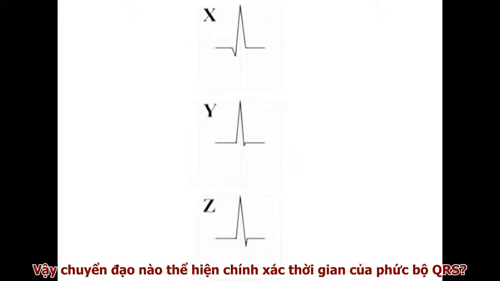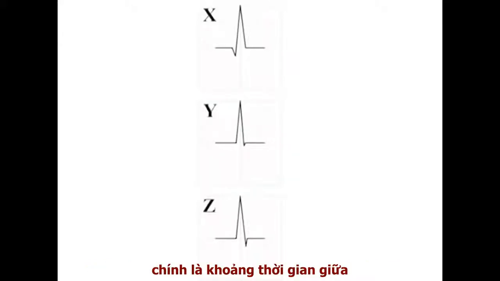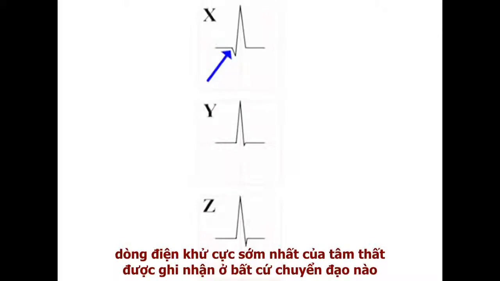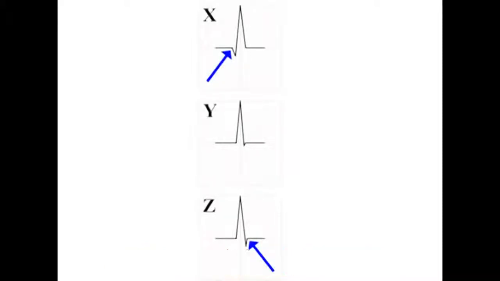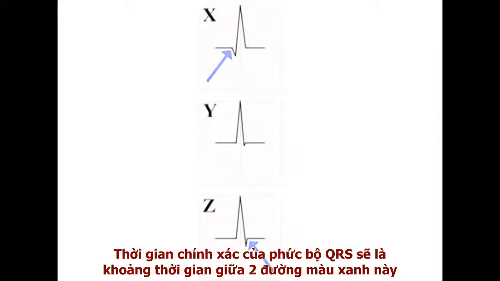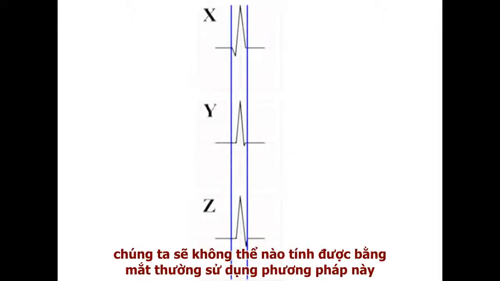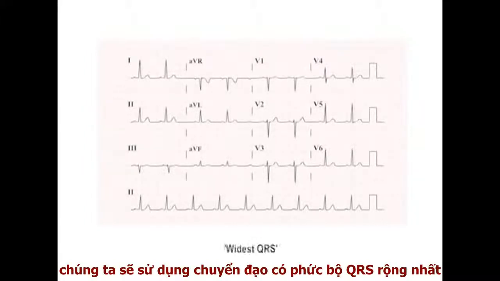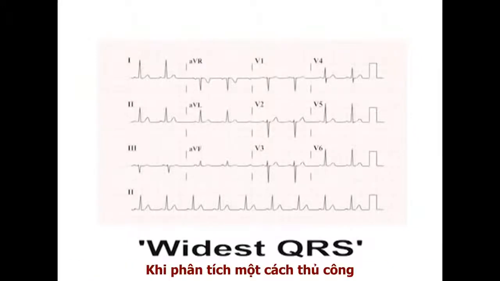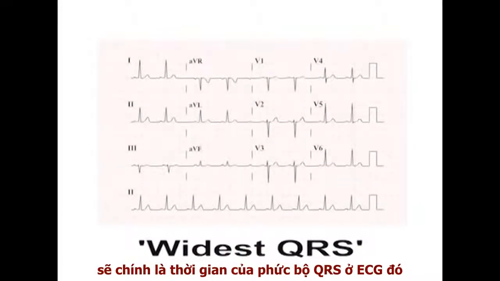So which readout represents the true QRS duration? In fact, the true QRS duration is represented by the difference in time between the earliest ventricular depolarizing current detected in any lead and the latest ventricular depolarizing current detected in any lead. So in this simplified example, the true QRS duration is enclosed between the blue lines. Extending this type of analysis to 12 leads is obviously not possible with the human eye. As a compromise, when analysing the QRS duration on an ECG, we choose the lead with the widest QRS duration. When analysed manually, the width of the QRS complexes in the lead with the widest complexes defines the QRS duration on the ECG.